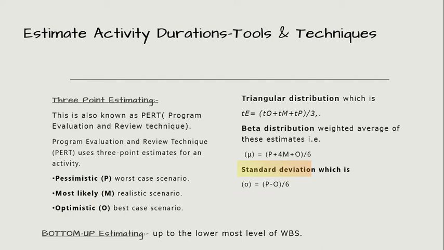Next comes bottom-up estimating. Bottom-up estimating is a method of estimating project duration or cost of each step needed to complete the activity, up to the lowermost level of the WBS. This is opposite to analogous estimating and is an accurate technique to use when there are few unknowns.